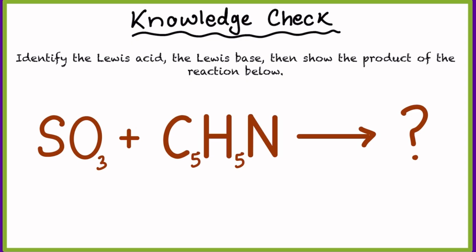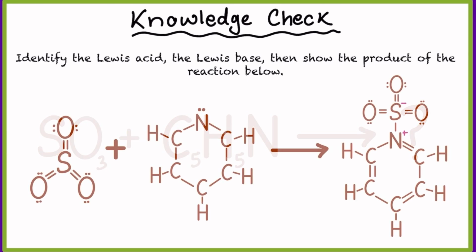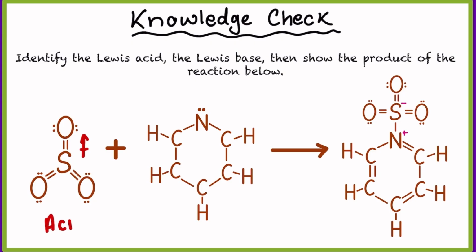Identify the Lewis acid and base below, then draw the product of their exchange. Please pause the video and return when you are ready. Welcome back! It always helps to draw out the Lewis structures of all molecules to see the electron distribution properly. Remember that the Lewis acid is electron-poor, and the sulfur in SO3 has 3 electronegative oxygens pulling electron density away from it. So, SO3 is the Lewis acid.